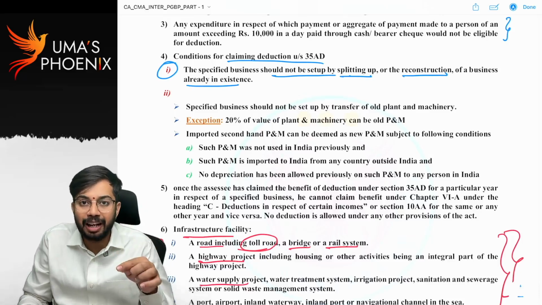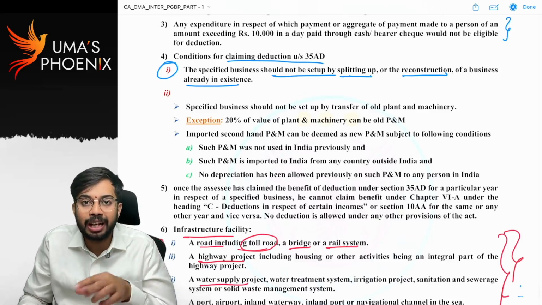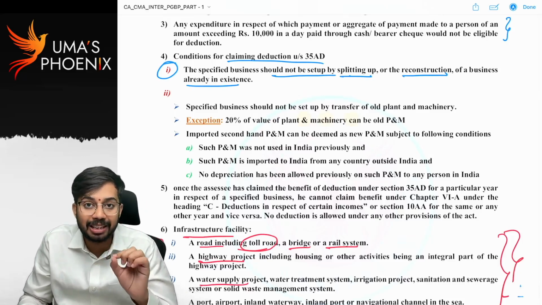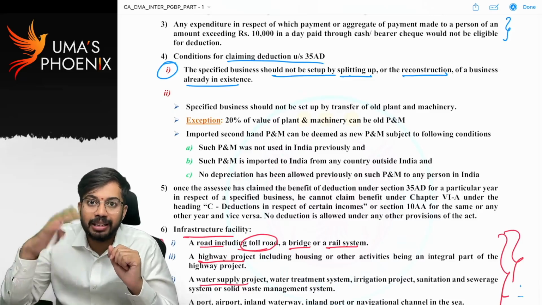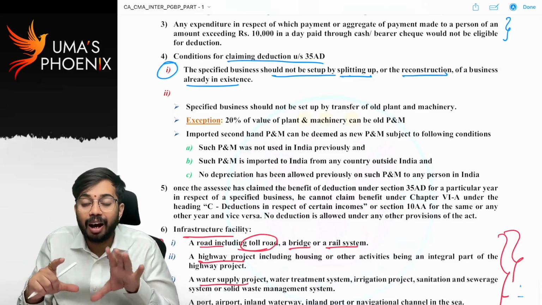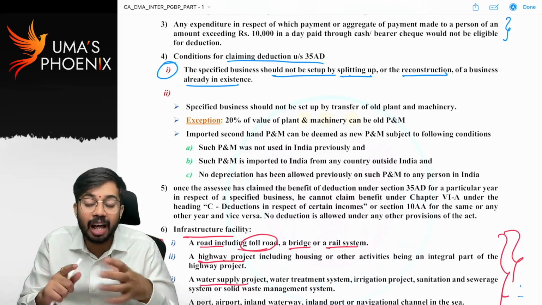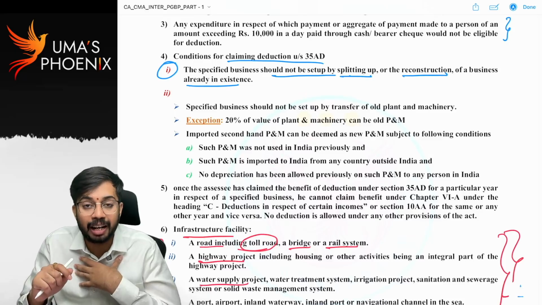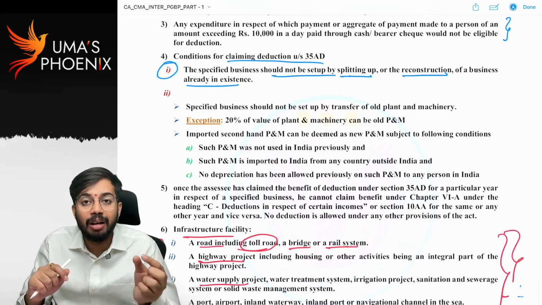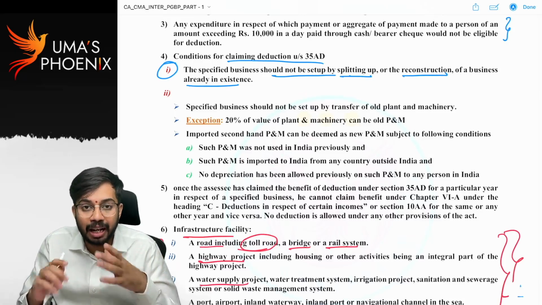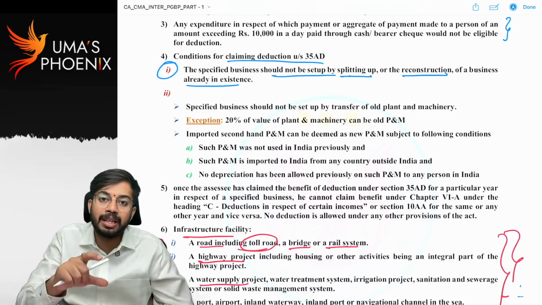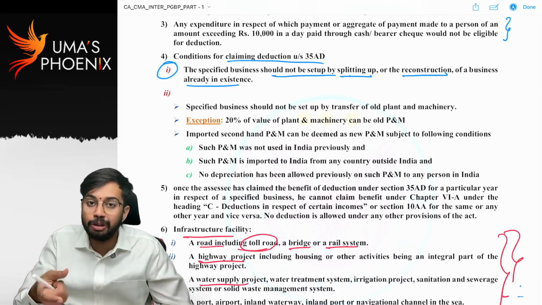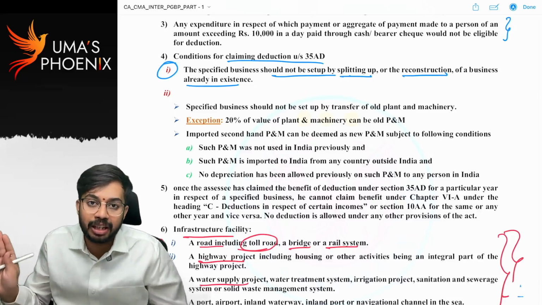See, in 2010, a new rule came. After 2010, if any new hotel starts, it is eligible for deduction under section 35 AD. So what I have done, I purchased an old hotel, I changed paintings and I renamed it and I want to claim deduction under section 35 AD. Can I claim? No. Whatever the building or plant and machinery that is there, if the old plant and machinery and building that I am using, that means old business I am purchasing and naming it as a new business, that is not eligible for deduction under section 35 AD.